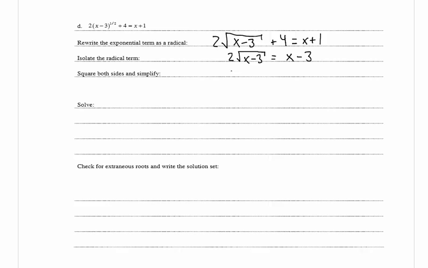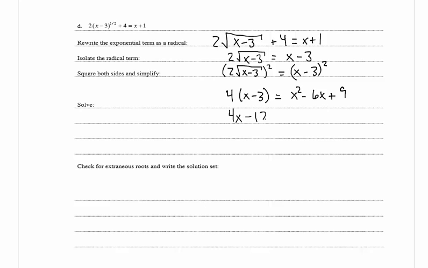And now we're going to square both sides. 2 times the square root of x minus 3, all squared, is equal to (x minus 3) squared. And 2 squared is 4. The square root of x minus 3 squared is x minus 3 is equal to, now we have a perfect square trinomial, so we have x squared minus 6x plus 9. And now I'm going to distribute the 4 through the parentheses, so I have 4x minus 12 is equal to x squared minus 6x plus 9.